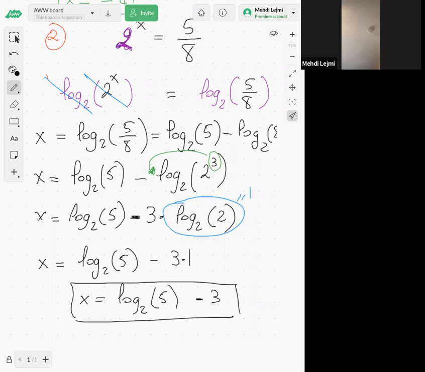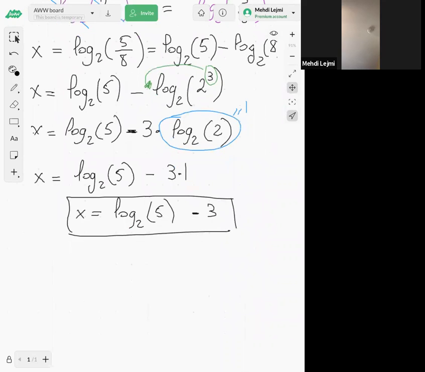All right, so that's one possible answer. You can also write this in terms of the natural log, if you prefer. Any question, guys? Okay, perfect.